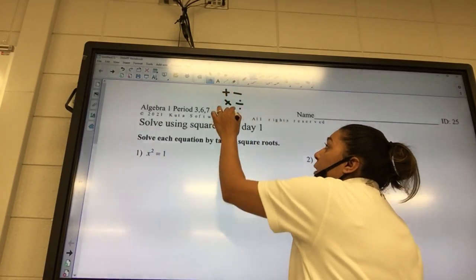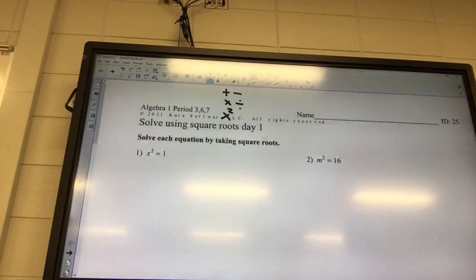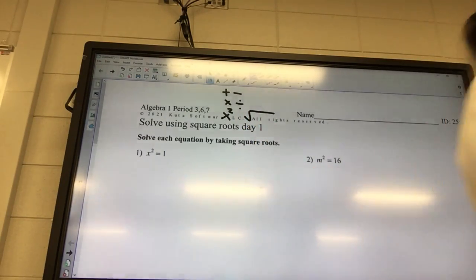Okay, with squareds, and I'm going to use an x in this case. What goes with squareds? Roots. Square roots. Okay, and there's different kinds. A square root, more specifically, has a 2. So roots and square roots are different.